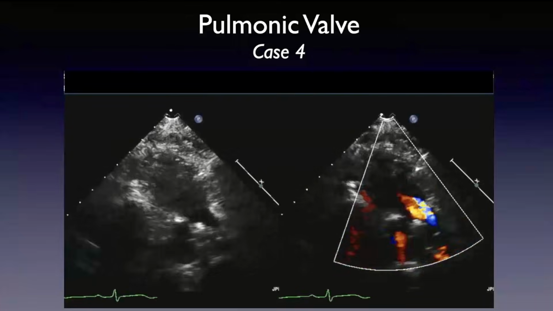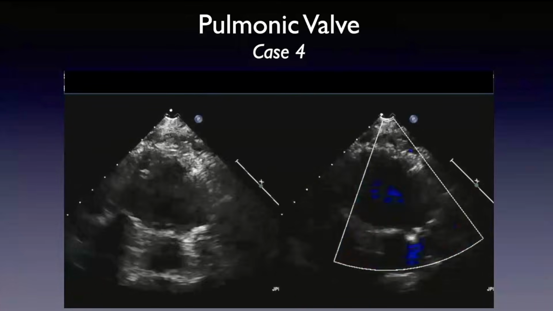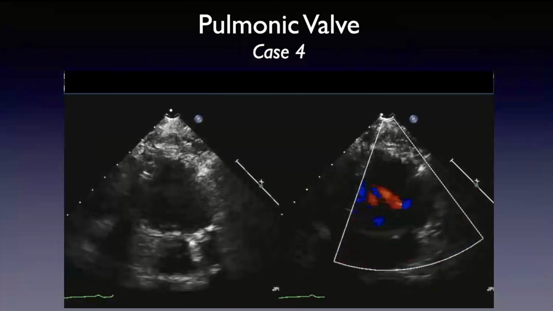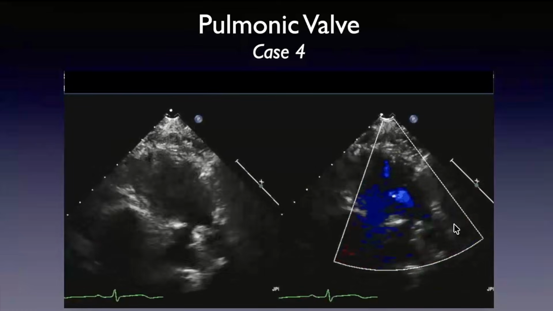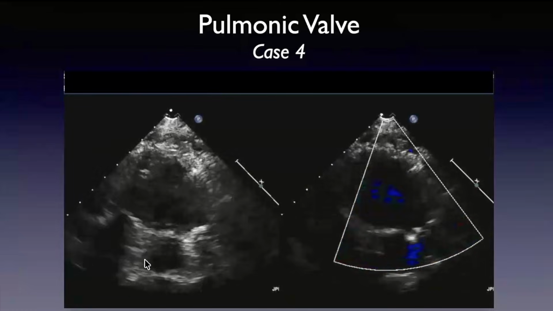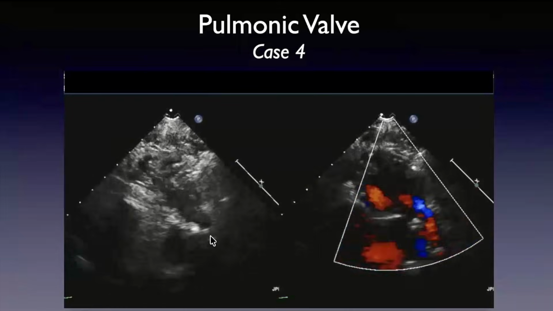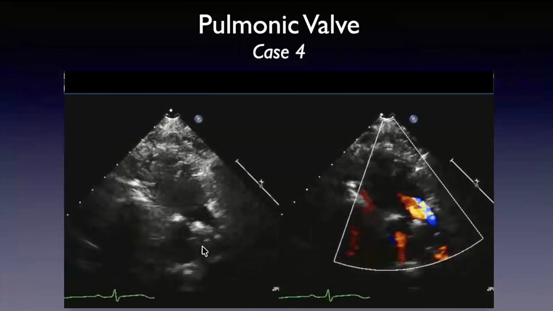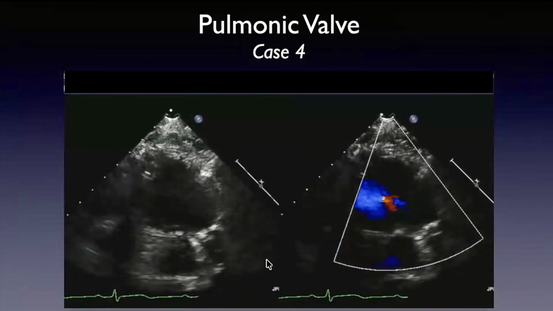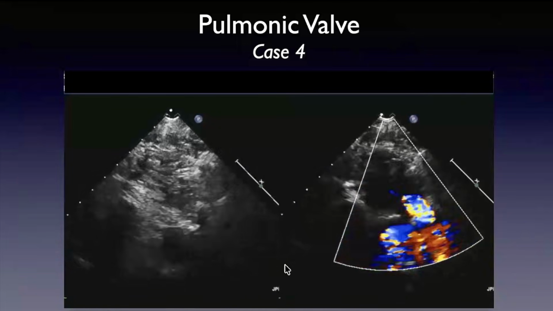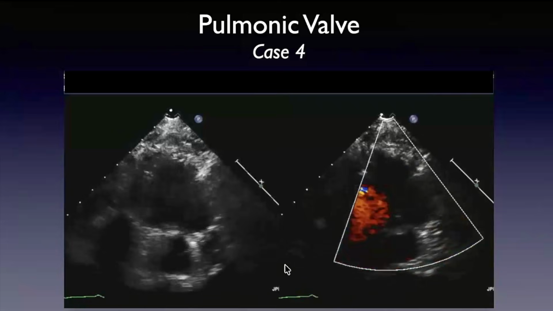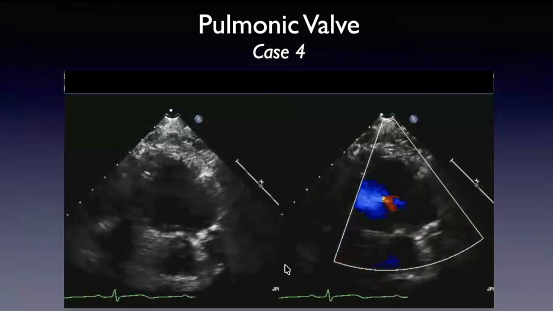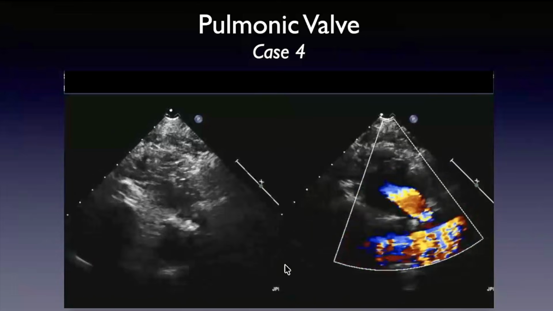Case 4. What do we see here? So this is like a parasternal short axis RV outflow tract view. You can see a bit of the aortic valve over here. Here's the pulmonic valve, really thickened. Can't see the cusps well, they look a little bit thickened. So I'll tell you, the patient had previous endocarditis and had a pulmonic valve replacement, a bioprosthetic pulmonic valve replacement. So what do you see with the color Doppler? What do you see?